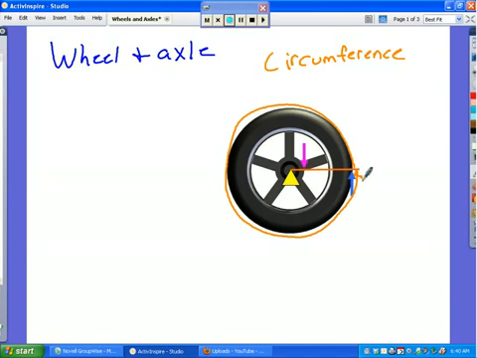The circumference is the distance around a circle. In the case of a wheel, that's the distance around the wheel. Formulas for circumference are pi times the diameter, or 2 times the radius. Radius is just half the width of a circle.